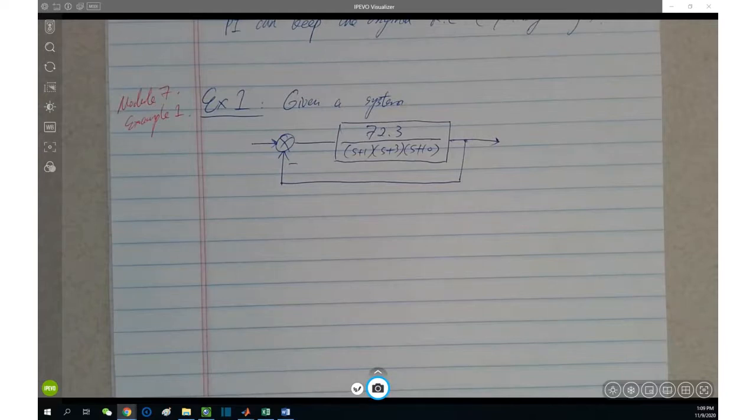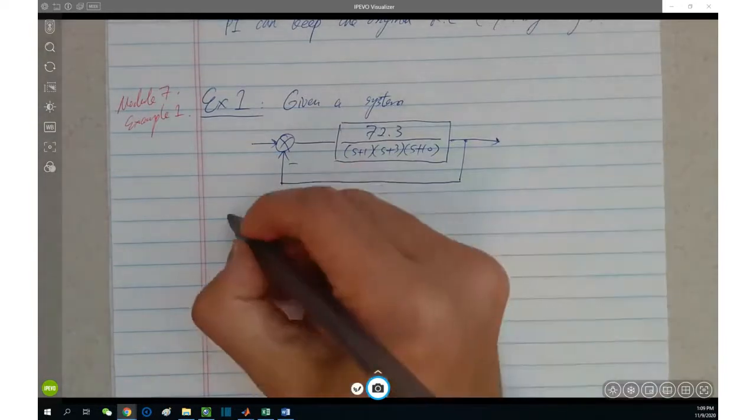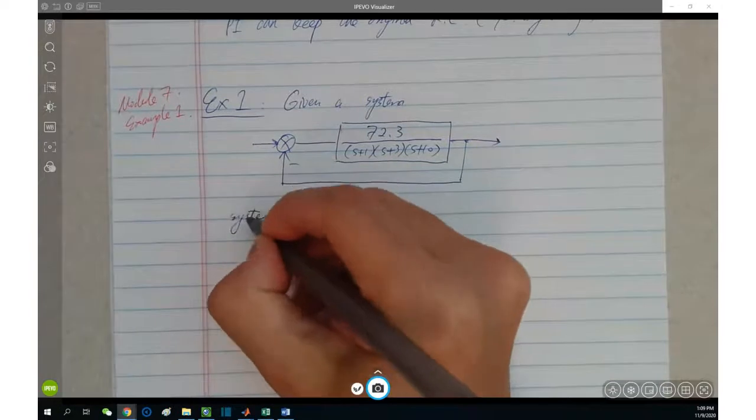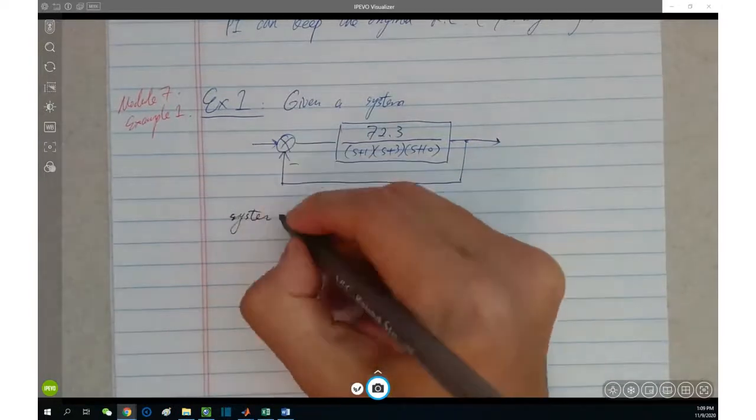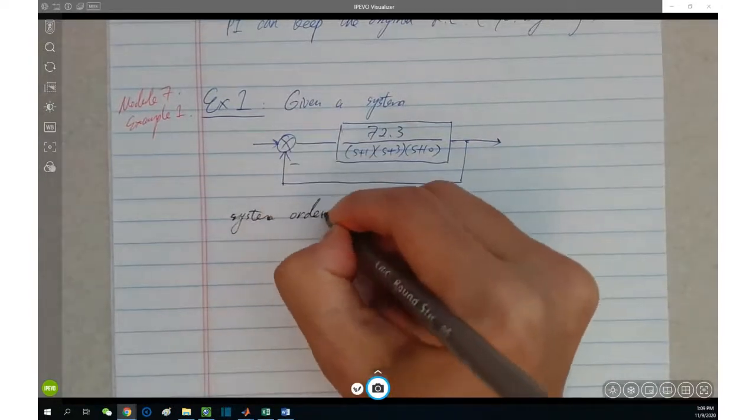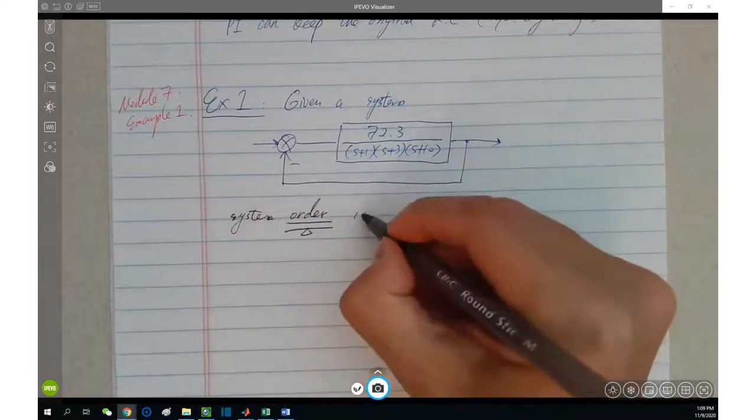No, we are not talking about system type. We are talking about system order. Therefore, Noah is right. Very good. Okay. System order, not system type, is 3.